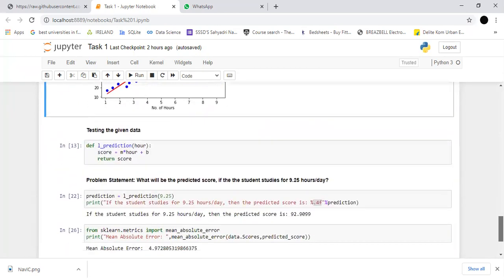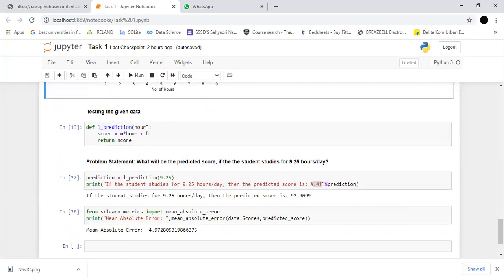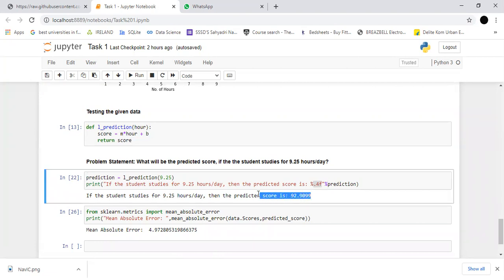To test the model, we have to take a random value and test the model. For testing, I took a function called prediction and used the formula score equals m times r plus b, which is similar to y equals mx plus c, where m equals slope, x equals r, and b is the y-intercept. The problem statement said that we have to predict the score for a student who studied for 9.25 hours per day. We can clearly see that if the student studies for 9.25 hours, the predicted score is 92.9099.